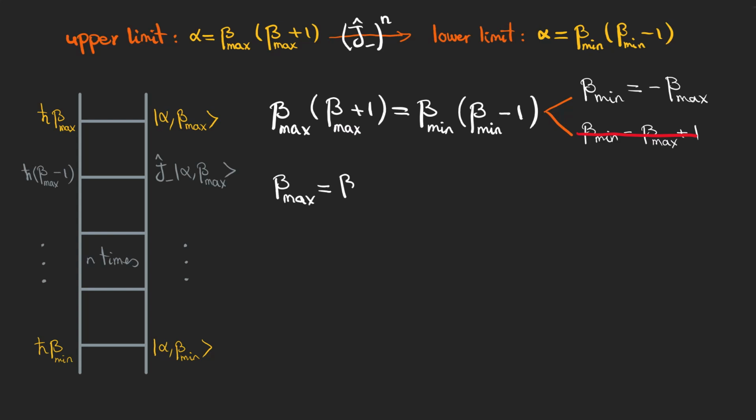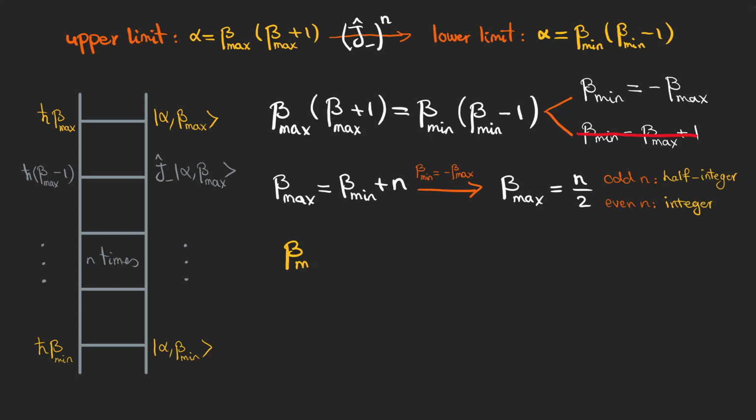Another equation we can write is β_max equals β_min + n, because if we act J+ on the lower limit n times, we can reach β_max. And based on the above solution, we can find β_max to be n/2. For odd n, we have half integers, and for even n, we have integers. Let's call β_max j and β m. So α becomes j(j + 1).